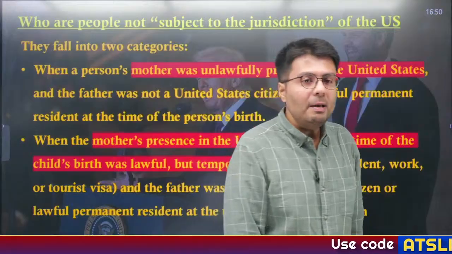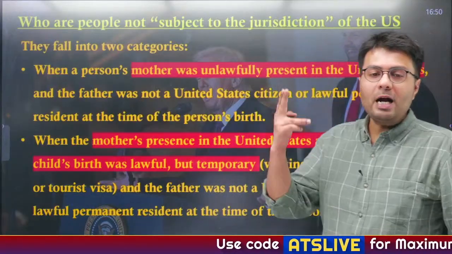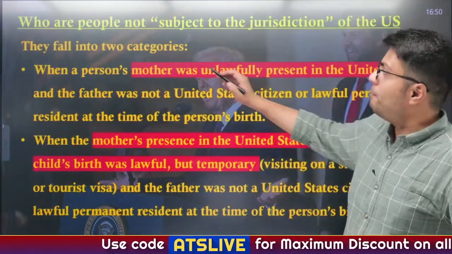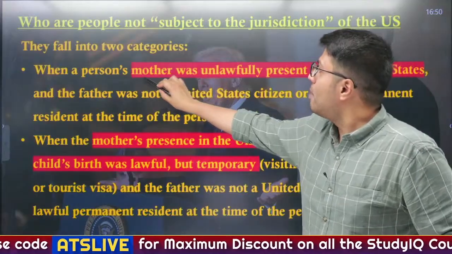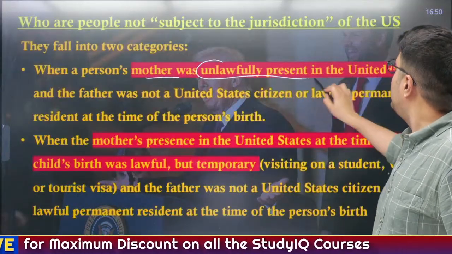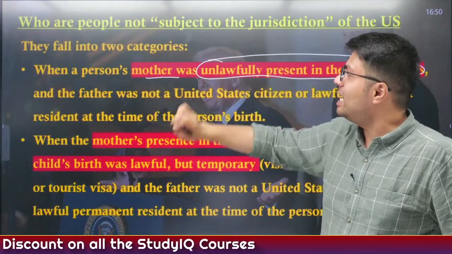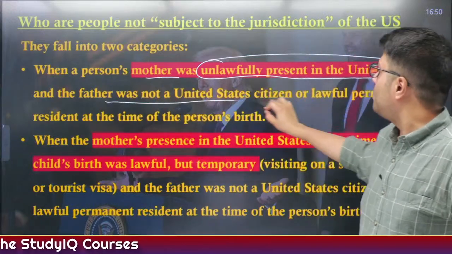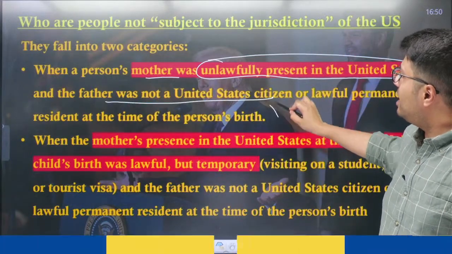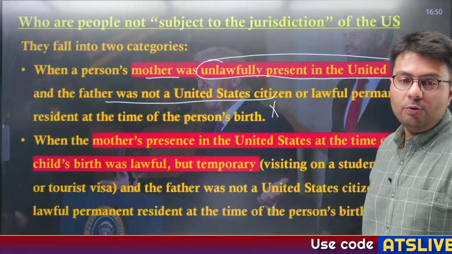Now, how will it impact people? Obviously, it will impact people under two categories. First, a person who is born in the US where the mother was unlawfully present in the US, that is, she was an illegal migrant, and the father was not a United States citizen. In that case, that child will not be offered US citizenship.